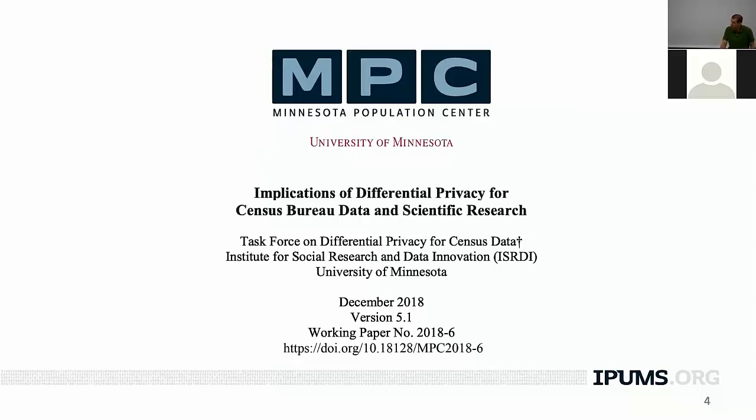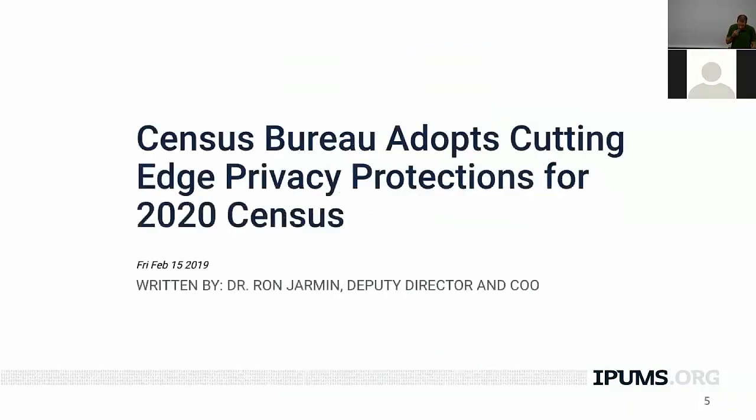If the differential privacy methods were put in place without more engagement with the users, without Census and the users engaging over what impacts this new methodology might have on the output data. In February, Ron Jarmin published a blog post on the Census Bureau site where they stated that the Census Bureau was adopting differential privacy for the 2020 Decennial Census.